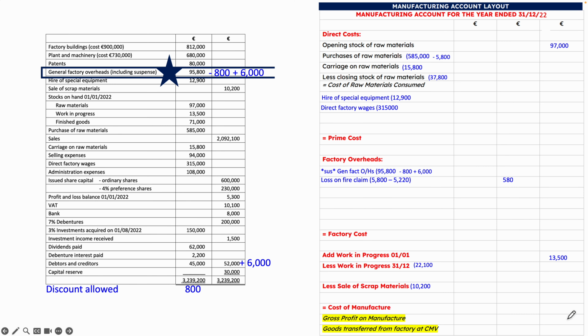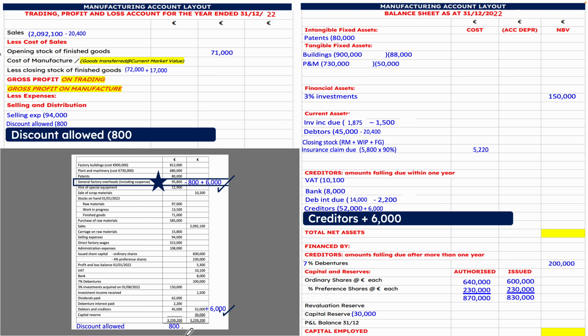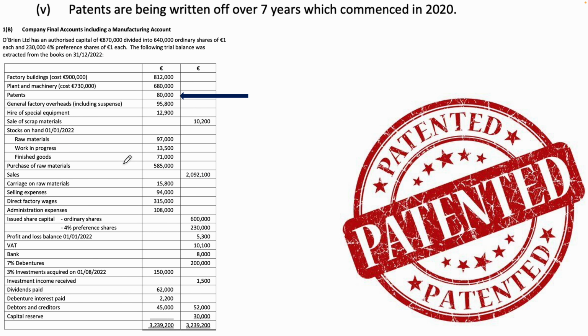So how will it impact the accounts? Well, your general factory overheads, you will minus 800 and you will plus 6,000. In the TPL in the balance sheet then, you will add 6,000 to the creditors. Okay, so you'll add 6,000 to the creditors, and the discount allowed, you will add 800 into the selling and distribution. Okay, so that is the suspense adjustment fixed then, and that's it, completely done.